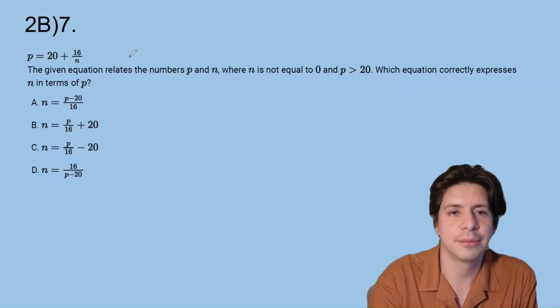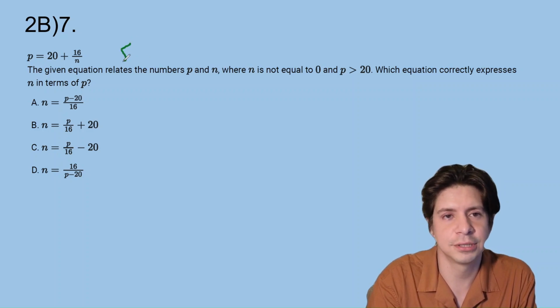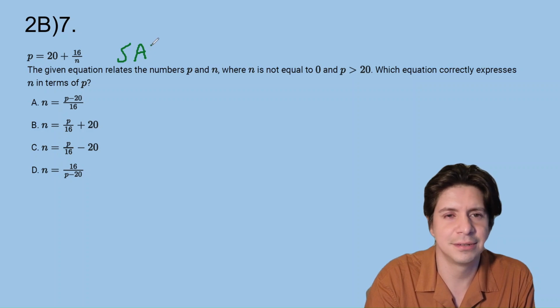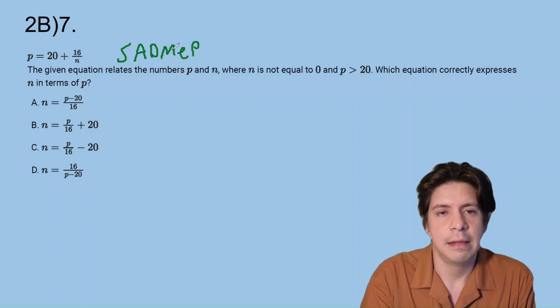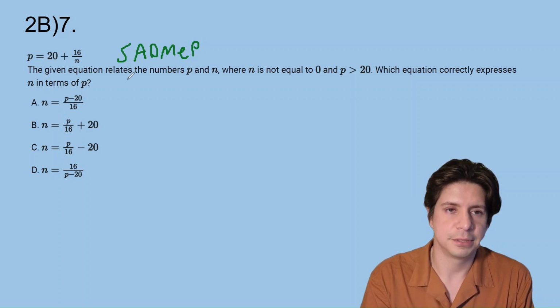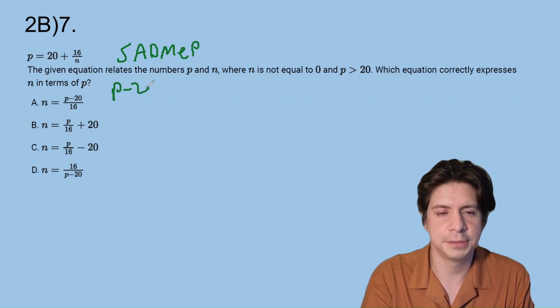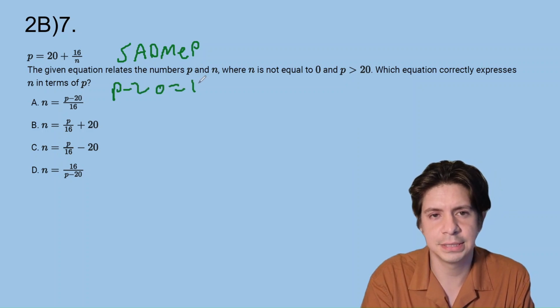So when you isolate variables, you do the opposite of PEMDAS, which is going to be SADMEP, which doesn't sound as good, even though we have a word in there, with SAD. But we're going to do the opposite first. So we're going to subtract 20. We're going to get p minus 20 equals 16 over n.